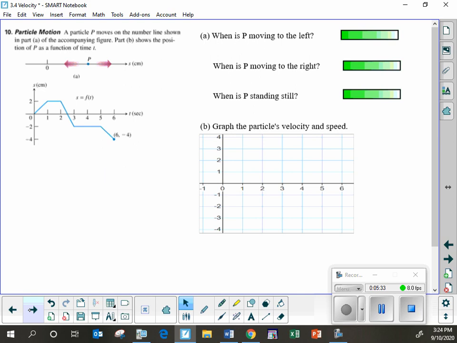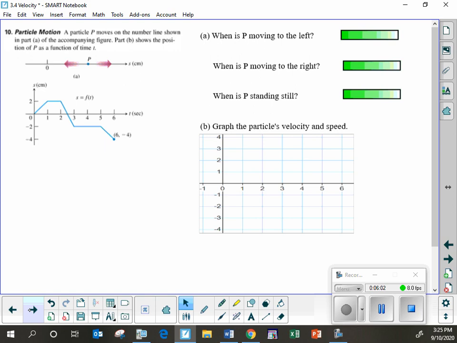Number 10, on the back side, it says, a particle P moves on the number line shown in part A with the accompanying figure. Part B shows the position of P as a function of time. So we've got horizontal movement, it looks like, for part A, and it shows the position, so the number of centimeters that it moved according to time, our independent variable.